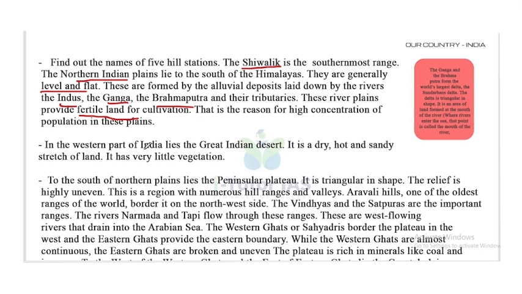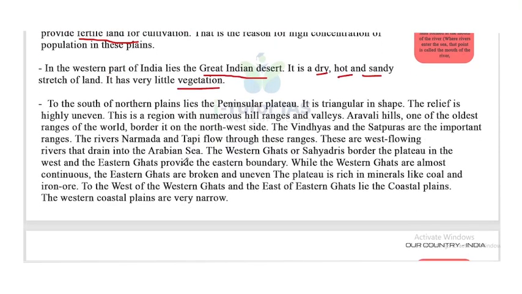Now, in the western part of India lies the Great Indian Desert. It is a dry, hot, and sandy stretch of land. It has very little vegetation. So due to this dry, hot, and sandy nature, its vegetation is very little.